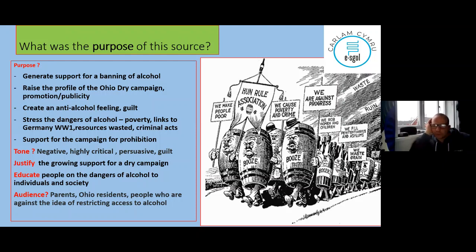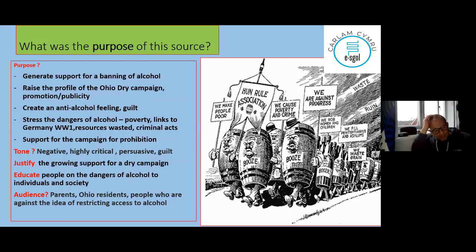What about the tone of the source? Dark clouds ahead, isn't it? It's a miserable atmosphere in this source. It's a very angry, confrontational style here to clearly show their distaste for alcohol. It's trying to be highly critical, trying to be persuasive, and trying to induce guilt on our behalf or on the behalf of the readers.